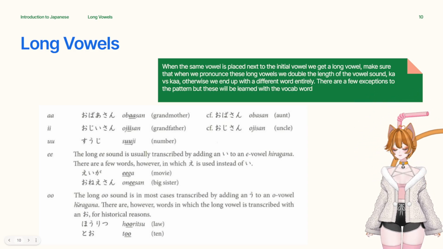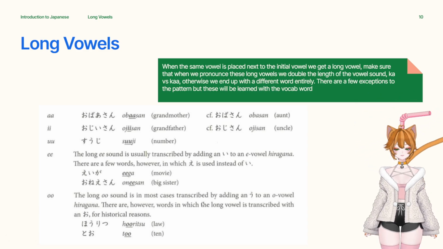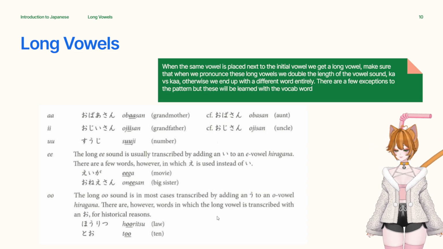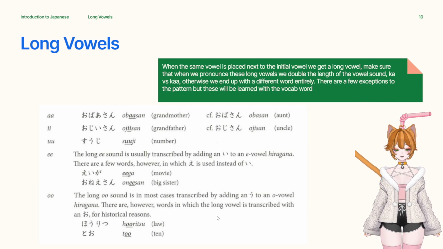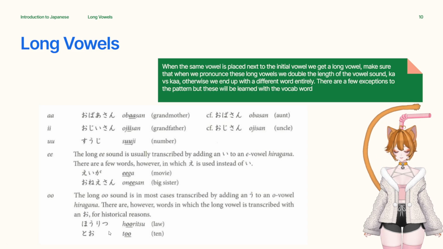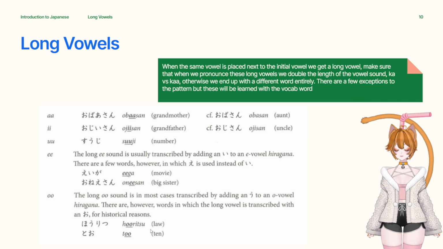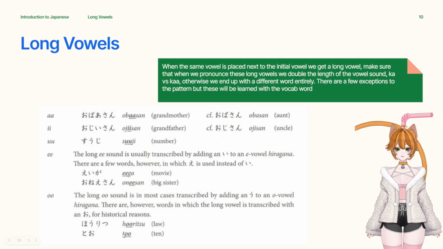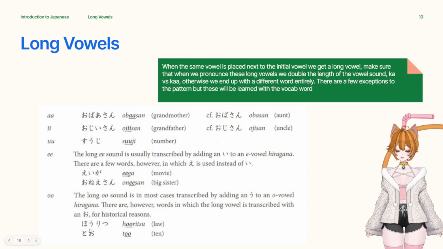Now, moving on to our oo sounds. The long oo sound in most cases is transcribed by adding a u vowel instead of an o. It'll be added to an o vowel hiragana, but it's still the u. There are, however, words in which the long vowel is transcribed with an o for historical reasons. But we see here, houritsu. This doesn't change it to horitsu. It becomes houritsu.